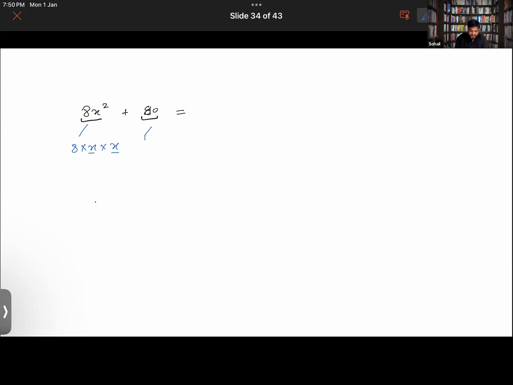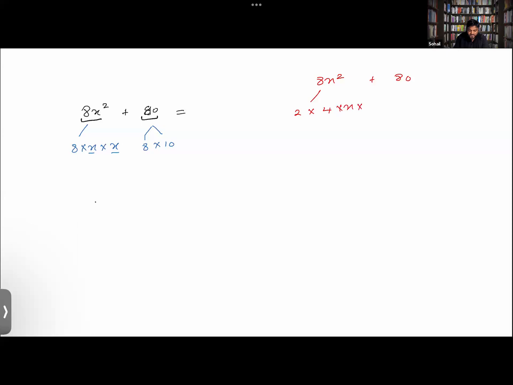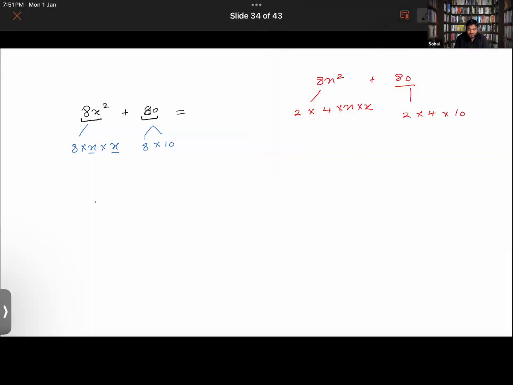And 80, can I write it like this, Ahmed? 8 times 10. Sir, for 8x square, we can write 2 into 4, like that also we can write. Okay, but it would be the same thing. For example, 8x square plus 80, we can write it as 2 times 4 times x times x, and this one like this, 2 times 4 times 10. Still you would be getting the same factors as common between the two. तब भी आपको same common मिलेगा.